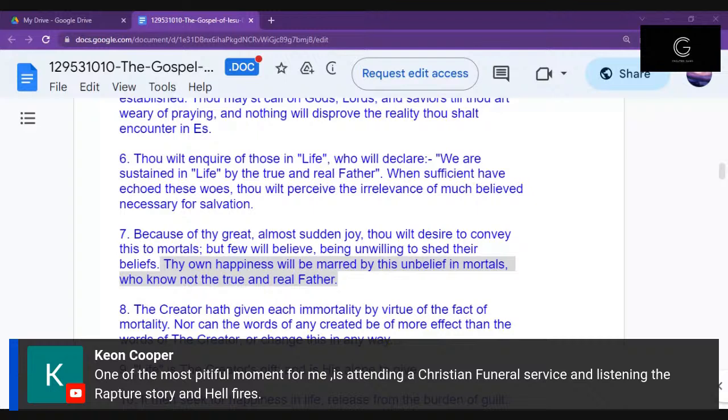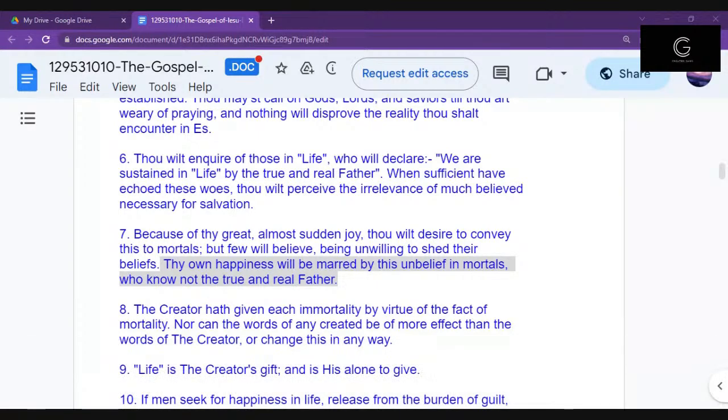Look what the sister say, though, real quick. One of the most pitiful moments for me is attending a Christian funeral service and listening to the rapture and hellfires. Damn. You dig what I'm talking about?